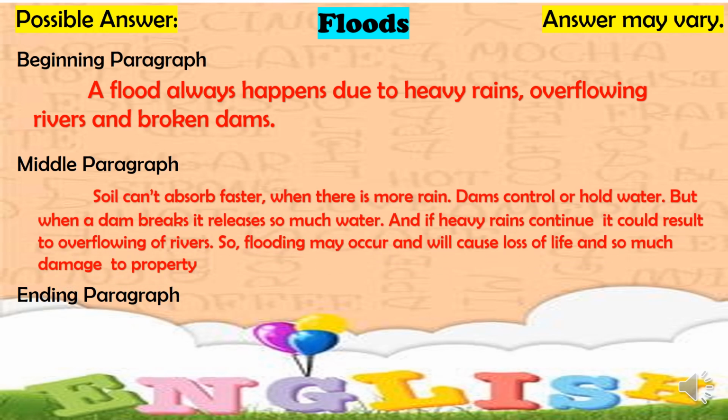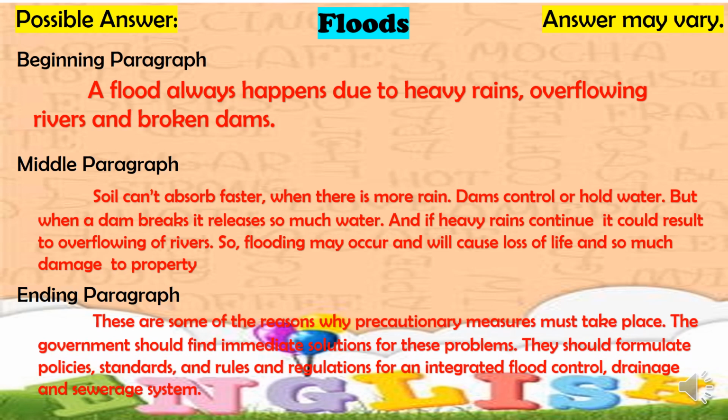And for the middle paragraph: Soil can't absorb faster when there is more rain. Dams control or hold water. But when a dam breaks, it releases so much water. And if heavy rains continue, it could result in overflowing of rivers. So flooding may occur and will cause loss of life and so much damage to property.